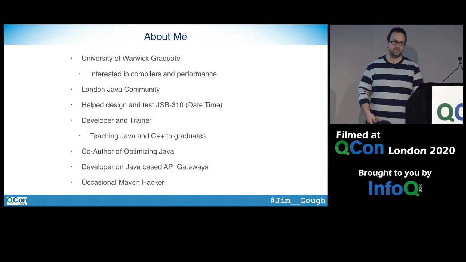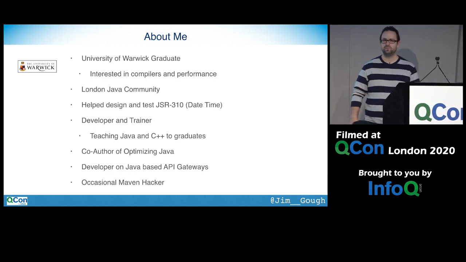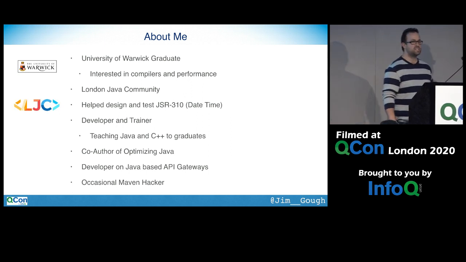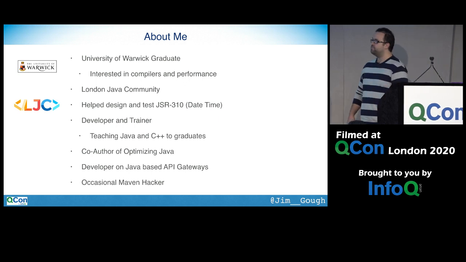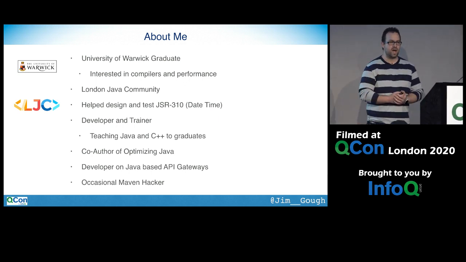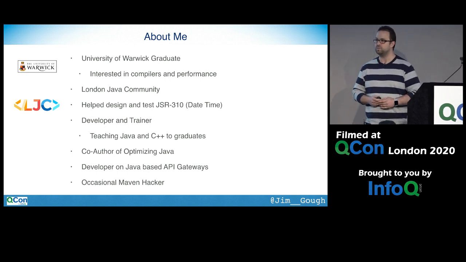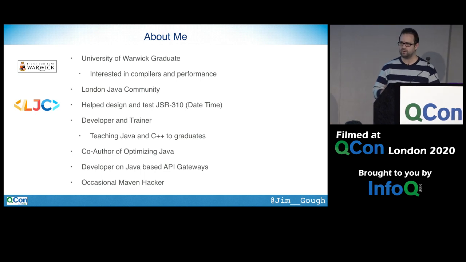I'm a university graduate from Warwick, and I was really interested in compilers and performance, and that was kind of where it ended. Then I started going to the London Java community, and I did a variety of different things in the LJC. One of those was helping to design and test JSR 310, which was the datetime library. I was also a developer and a trainer for a couple of years.